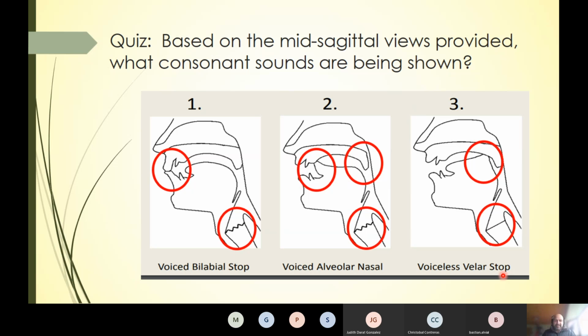So k is the voiceless one. Exactly. What do you think about this quiz? Was it too difficult?